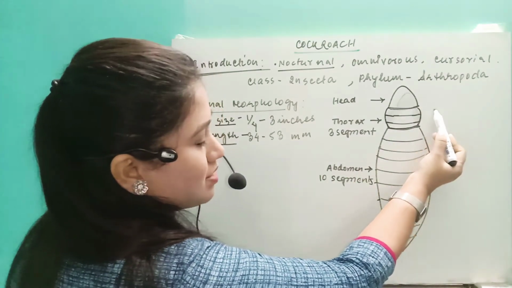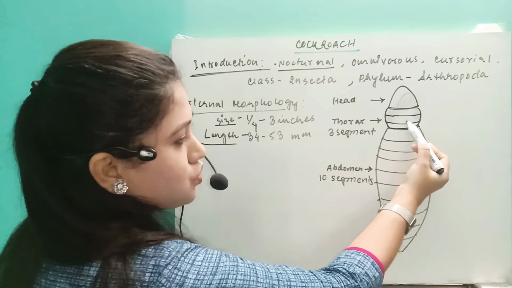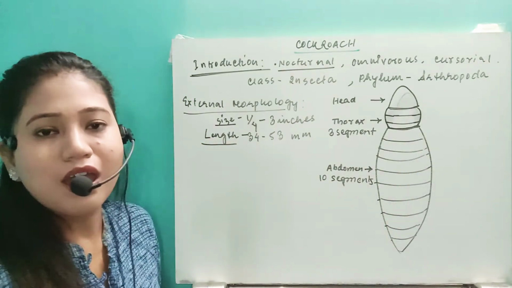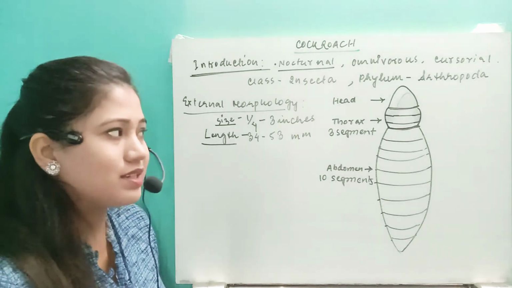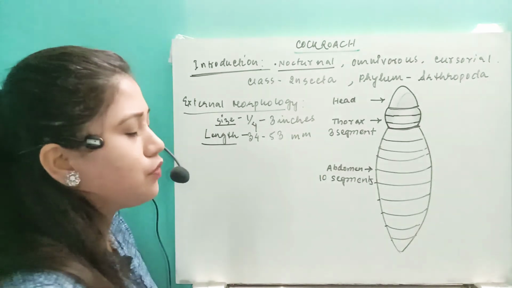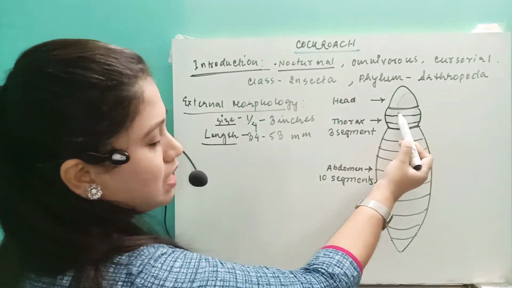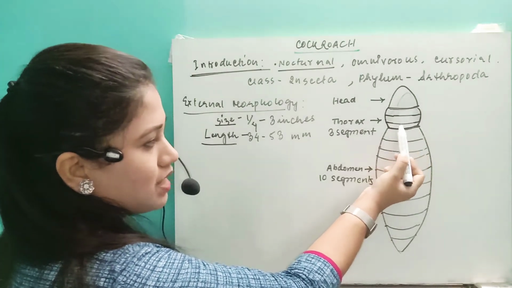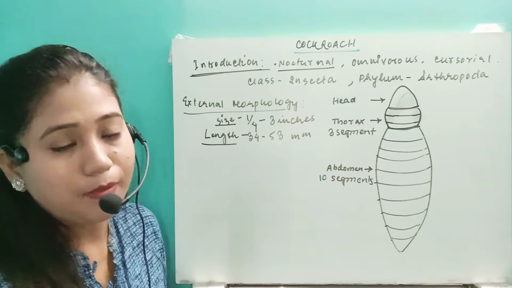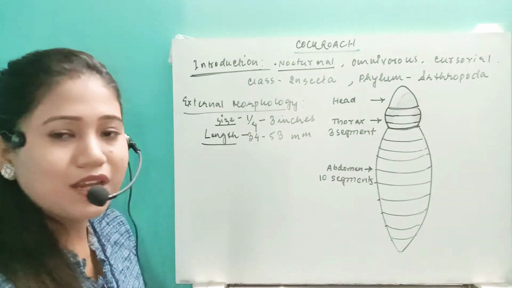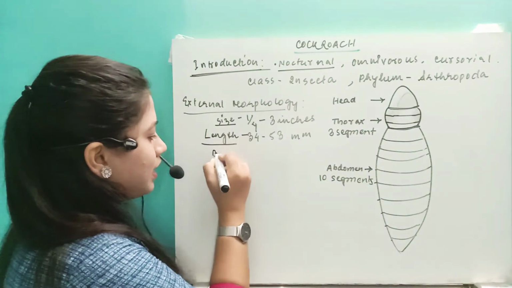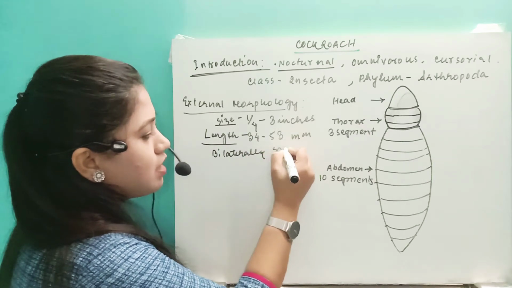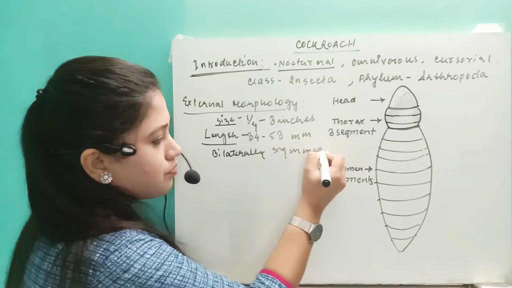So the thoracic segments are known as the prothoracic segment. This is the prothoracic segment. Second one, this is known as mesothoracic segment, and the third one, this is known as the metathoracic segment. Or simply we can call the first thoracic segment prothorax, second one mesothorax, and the third one metathorax. So this organism, this is a bilaterally symmetrical organism.